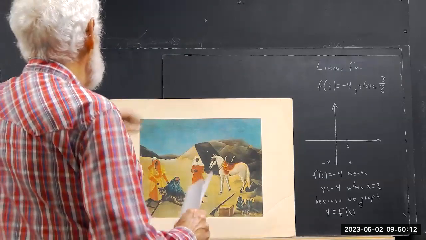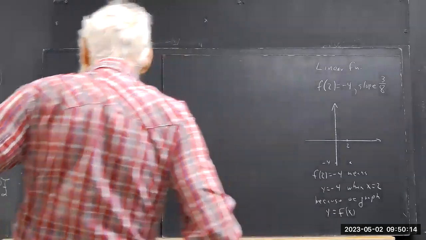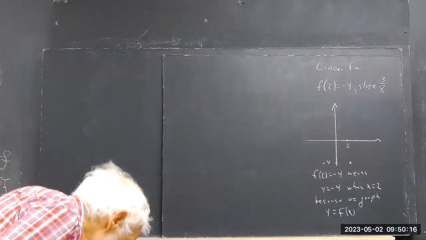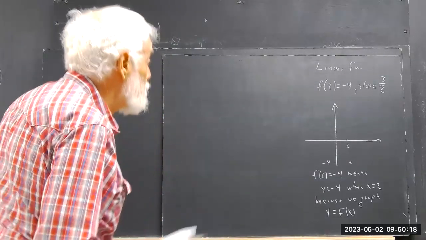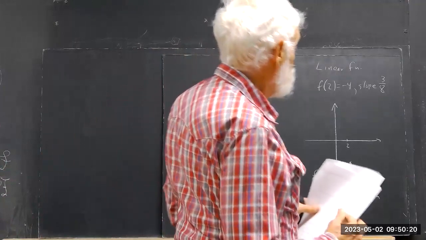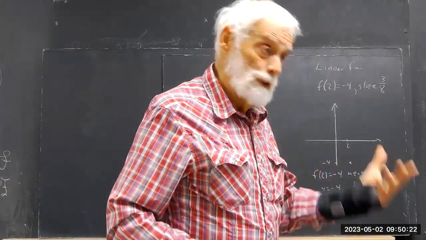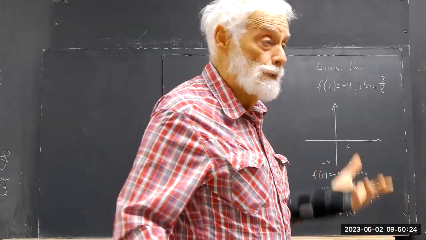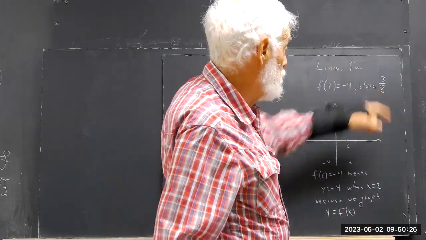Okay, so the other bit of information we have is the slope. What are you going to do with the slope? How are you going to use that? Well, it's rise over run. Somebody told me rise over, right? So what rise would you use? Use the rise of 3 and a run of 8.